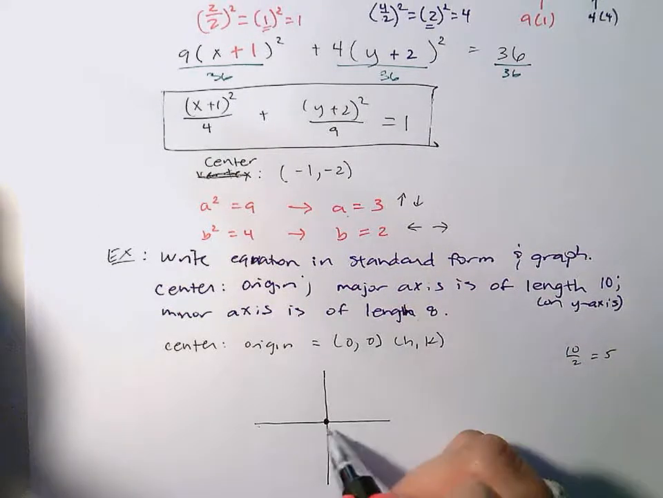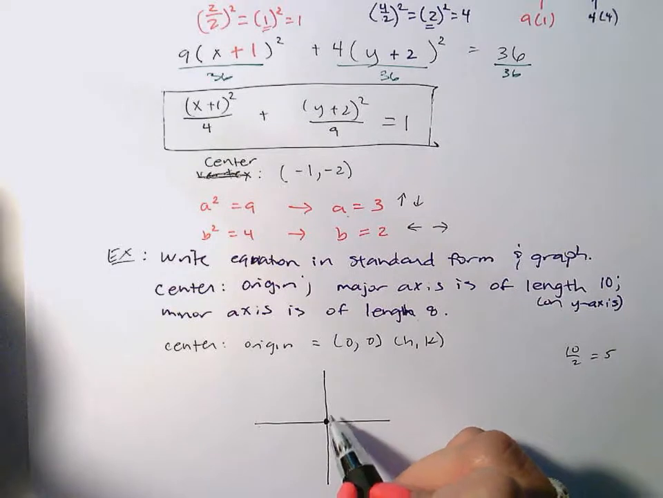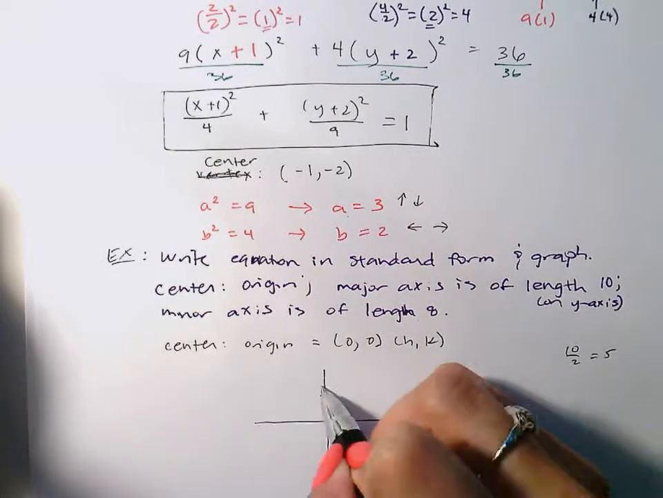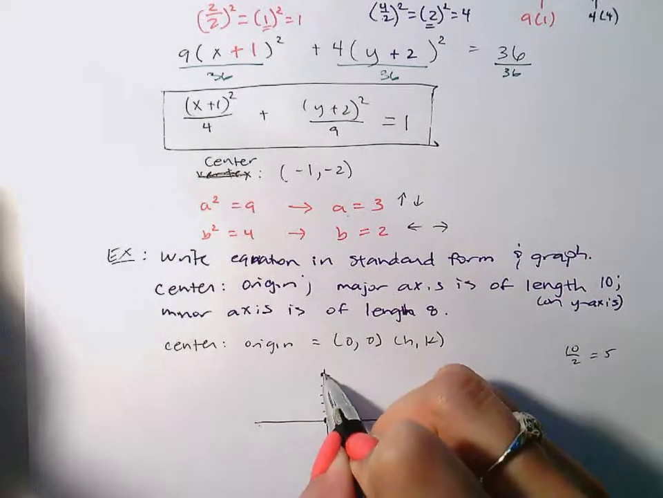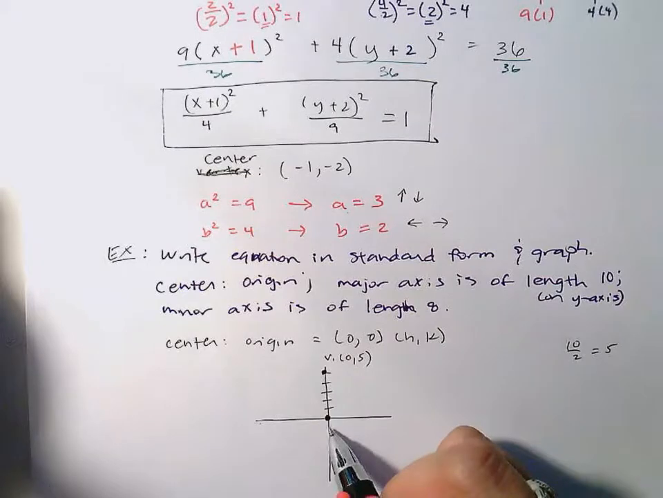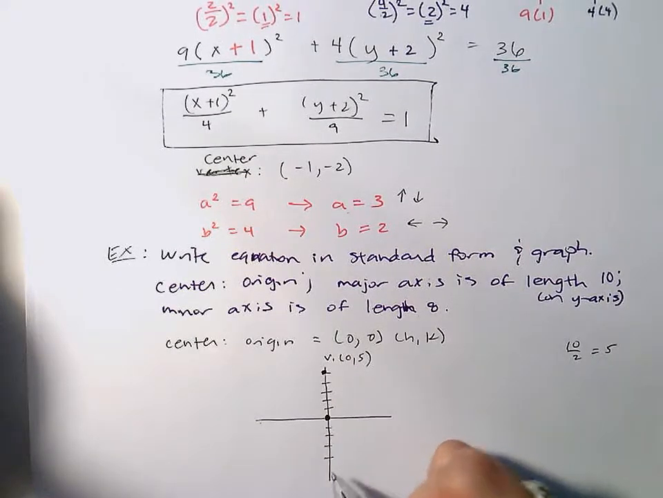So half of that is going to be the distance between the center and a vertex. So let's go 5 units up. And then we are going to go 5 units down. So this is a vertex. Vertex 1 is at 0, 5. And vertex 2 is going to be at 0, negative 5. 1, 2, 3, 4, and 5.